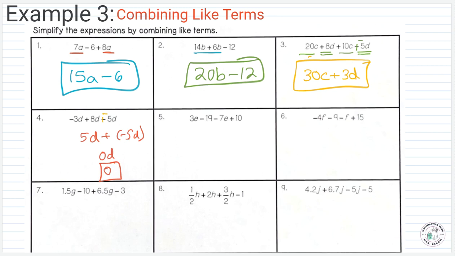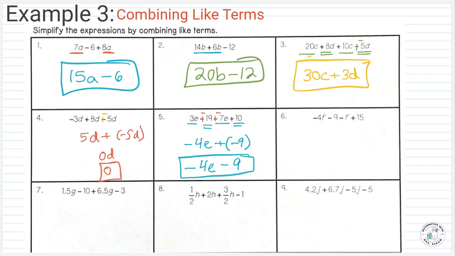Number 5. 3e minus 19 minus 7e plus 10. So this is one that I would advise that you take the time to write this as plus negative, right? Because we do have some terms here that are going to be combined. The 3e and this negative 7e are going to be combined. So 3e minus or plus negative 7e is going to be a negative 4e. And then we have a negative 19 and a 10. Negative 19 plus 10 is going to be a negative 9. And so instead of writing it as plus negative 9, we're going to write it as just minus 9. So negative 4e minus 9 is going to be our final answer on that one.